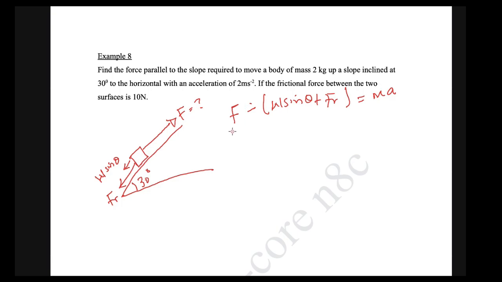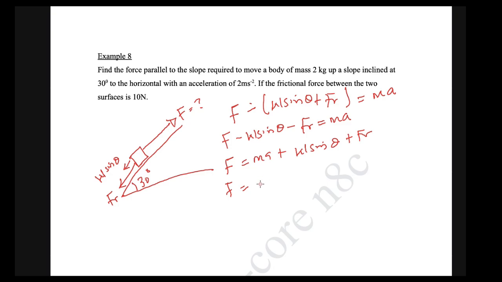Another way to represent this is to say that F minus W sin theta, because W sin theta is against the motion, minus frictional force must equal MA. I'm sure that this should make sense to you. So we now have, since we're looking for force, let's make force the subject of the formula. So we have MA plus W sin theta plus frictional force. So the force is going to equal, what is the mass?